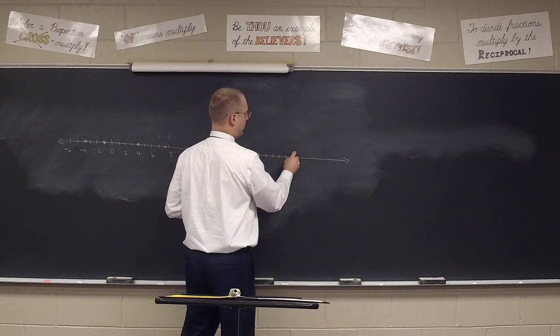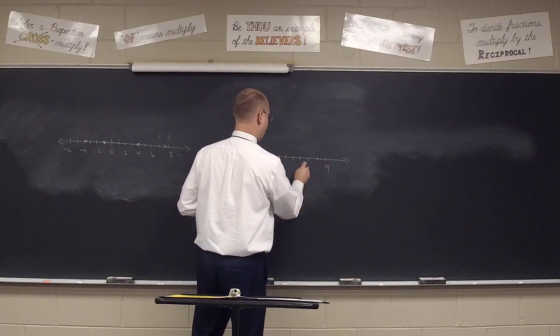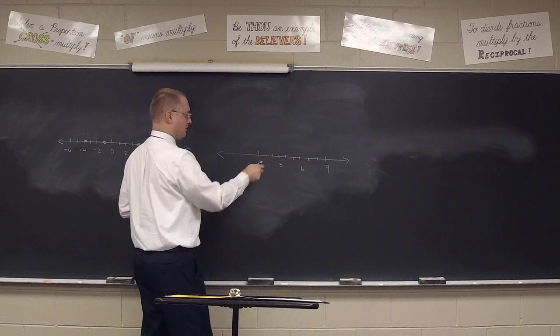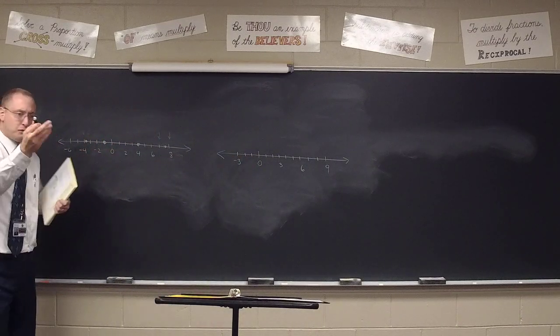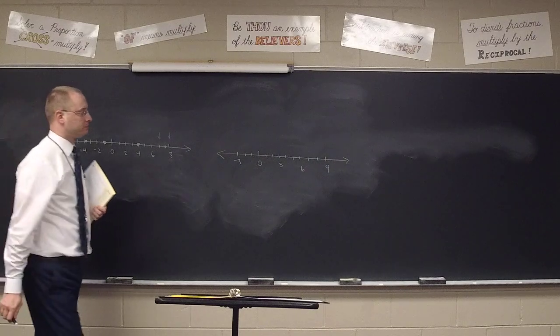So 1, 2, 3, 4, 5, 6, 7, 8, 9. And I'm going to label every 3. I don't like to put all the individual numbers because, you know, I'm lazy. All right. And negative 2.2, Ben, where should that go?